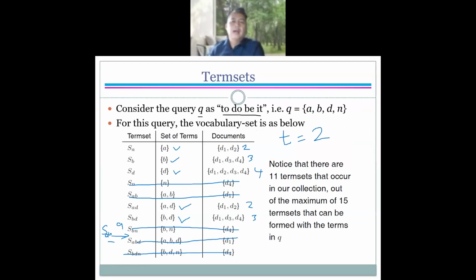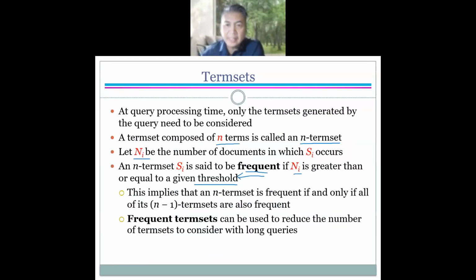So we only carry this into the next computation. Okay, can you follow? So that is the definition of frequent term set here. But it depends on the threshold given to you. So normally it's all given.